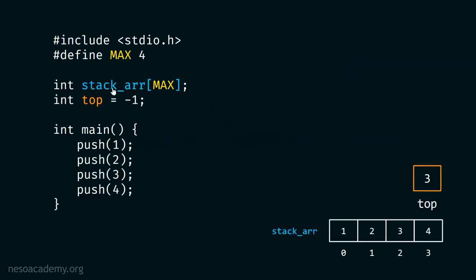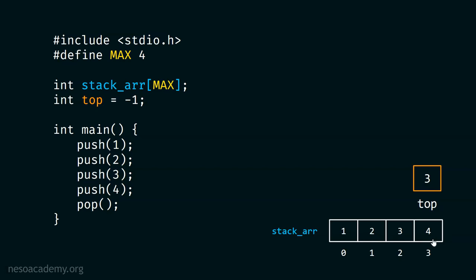I took this code from the previous lecture. Here is stackARR, that is our array, and obviously the top variable is also here, currently holding the value 3, which means that the topmost element is at index 3. Here you can see the series of push operations. After all these operations, obviously the stack will be full and top will hold the value 3. Now I'm interested in deleting this topmost element. I can delete it with the help of the pop function.